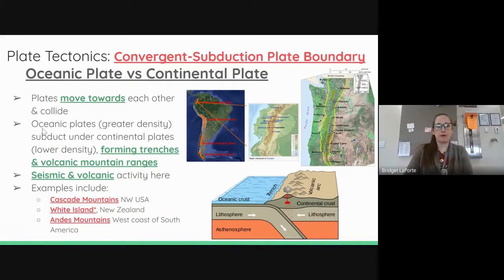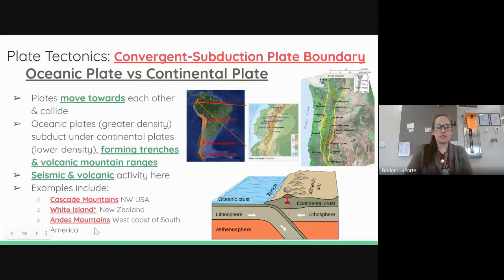So let's get a little background. First of all, oceanic plates typically have greater density. So they're going to have more rock packed in together. So they're going to subduct under, so slide underneath the continental plates, which tend to have lower densities, not as many rocks packed into the same amount of space. And so what we see happening here, you can, again, outline it on your notes as well. We form what are called trenches, and we'll show you what that looks like here on the bottom right, or volcanic mountain ranges that you might have at those boundaries.